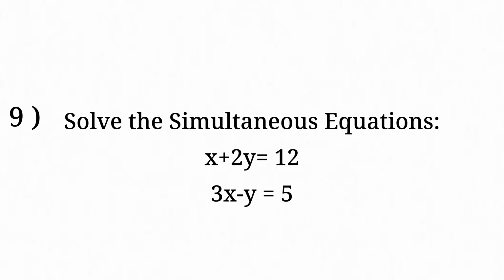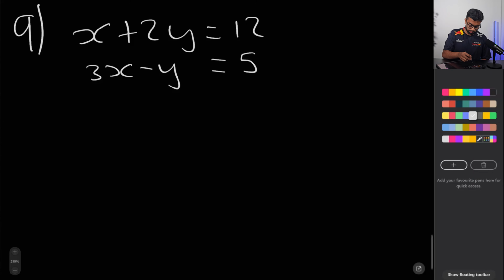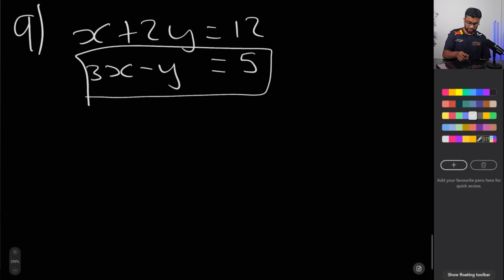Question 9 asks us to solve the simultaneous equations x plus 2y equals 12 and 3x minus y equals 5. So with simultaneous equations, you'd want to eliminate either x or y, and then we'd see what the other value is. So here we've not got two matching things that are the same, like 2y and 2y or 2y and negative 2y. So we'll have to multiply everything in this by 2, so we'd have negative 2y here, and then the y's could cancel out.